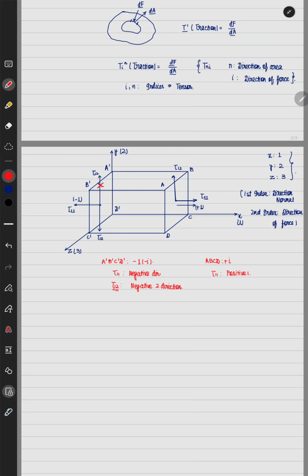Now coming on to ABCD, if I write tau 1 2, the area is oriented along plus i or plus 1, and because of that tau 1 2 is oriented along 2, which is representing the direction of force, so positive 2, because 1 is in positive direction. That is why 2 will also be in positive direction. Okay, so we will do the derivation and the things will become more clear.